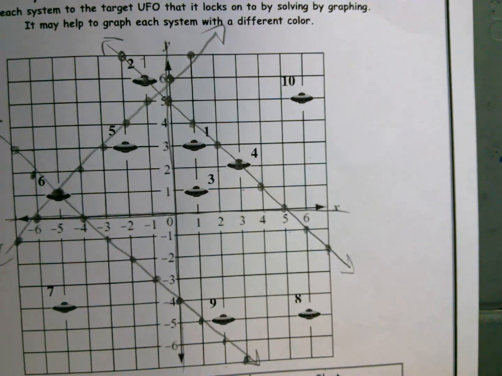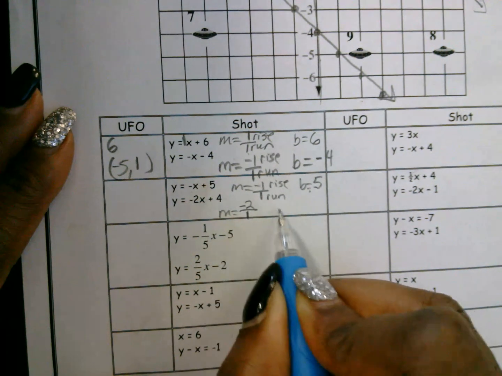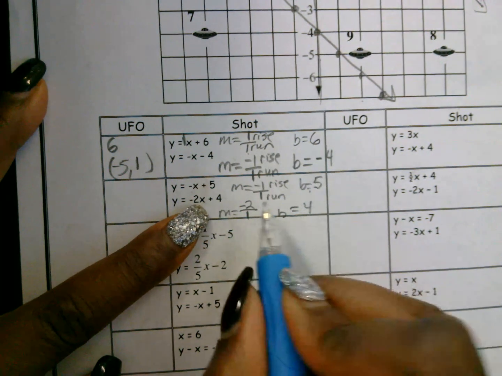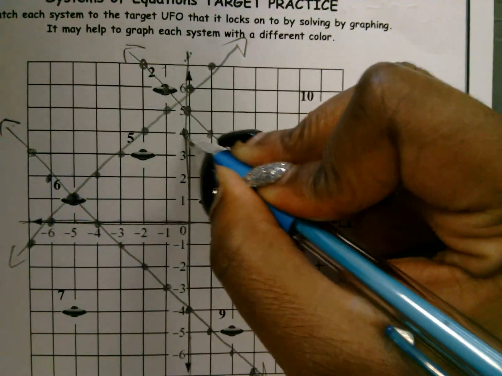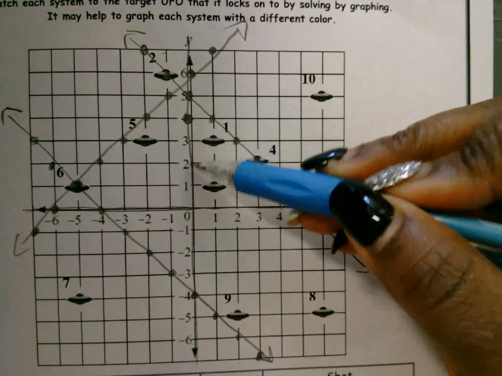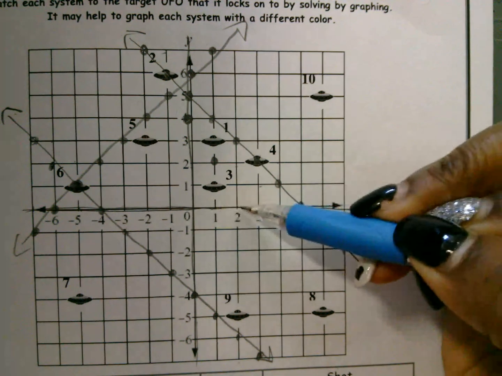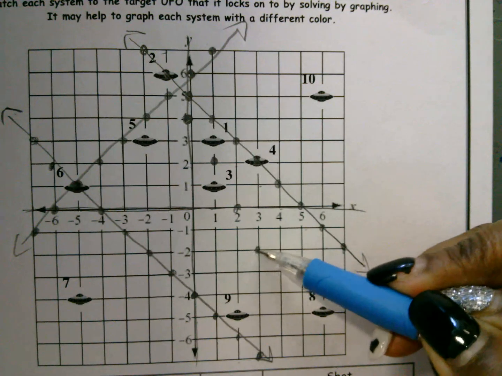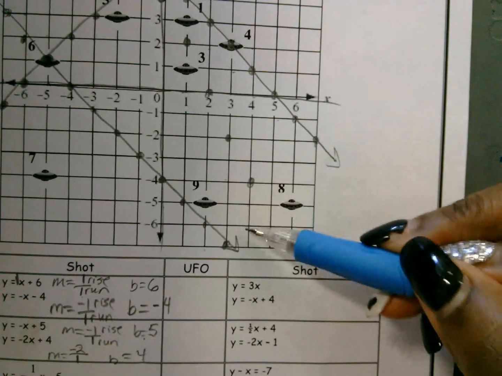Okay. So now let's do the second equation. The slope here is -2 over 1, and the y-intercept is +4. So now we're going to find 4 and go down 2 and to the right 1. 4 is right here. Down 1, 2, right 1. Down 1, 2, right 1.